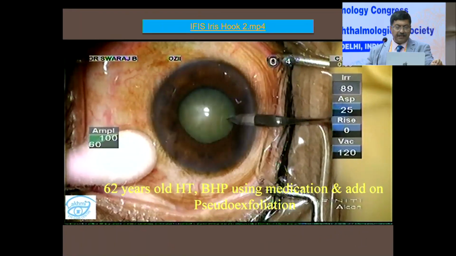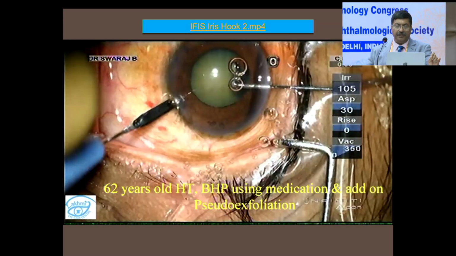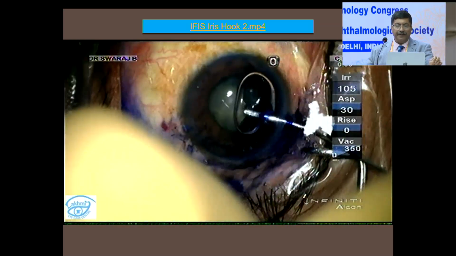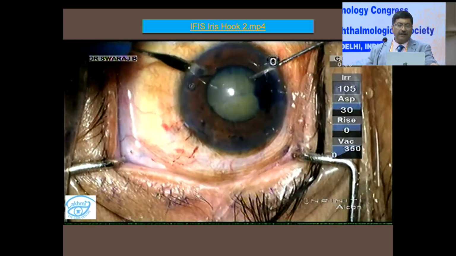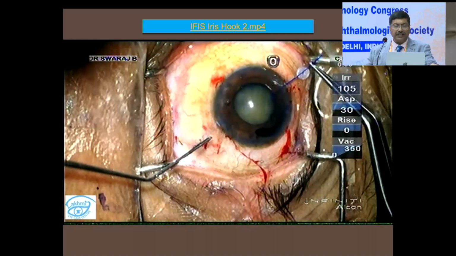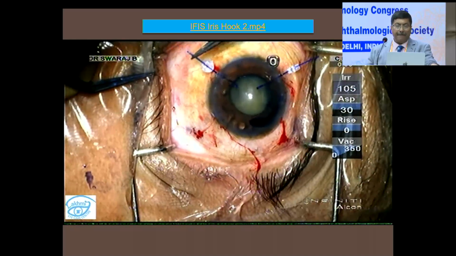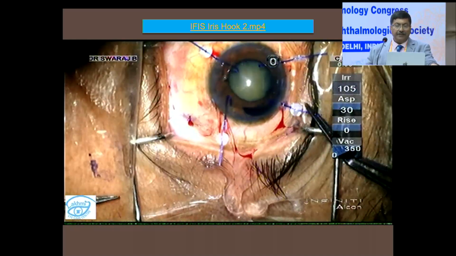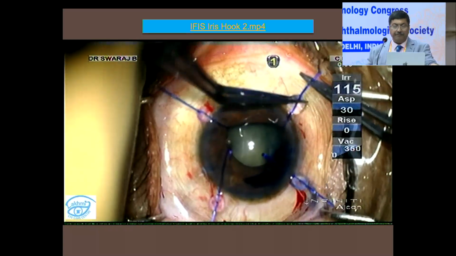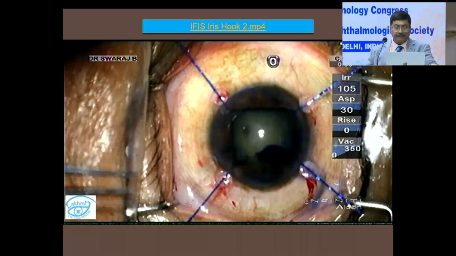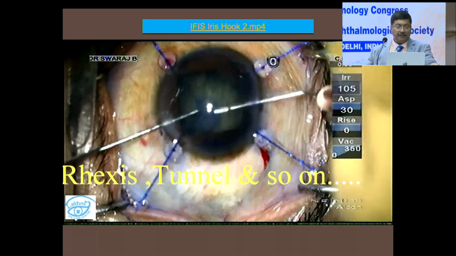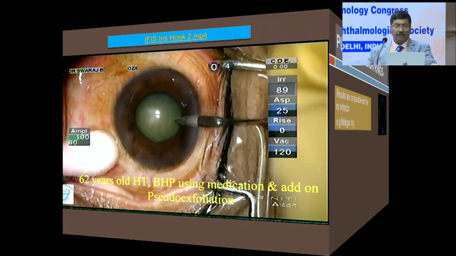There is another case, here a 62-year-old BPH patient using medication, and in addition there is pseudoexfoliation. In the same procedure, here again we are using the iris hooks, 4 to 6 may be used, just to make the pupil sufficiently dilated to make it phacoable. And then the rhexis, tunnel and so on.